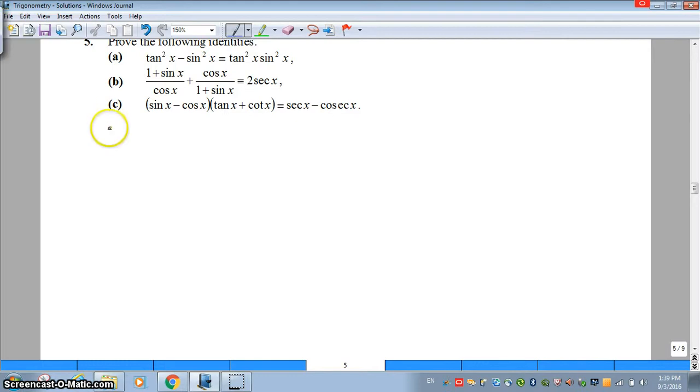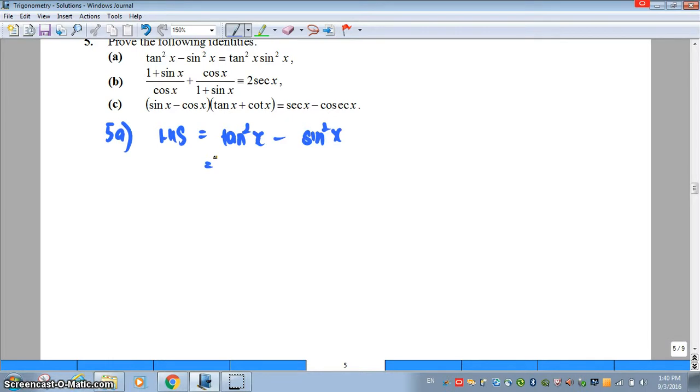Let us get started with 5a. As you can see, the more complicated side is the left-hand side, where you have tangent square x minus sine square x. What do you notice about part A? The left-hand side has two terms. The right-hand side has only a singular term. It means that most probably, you can actually express them as a common denominator.